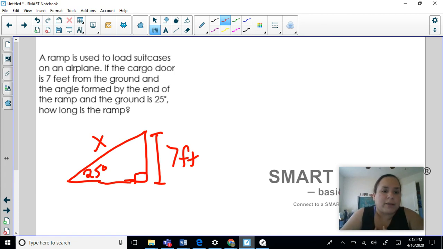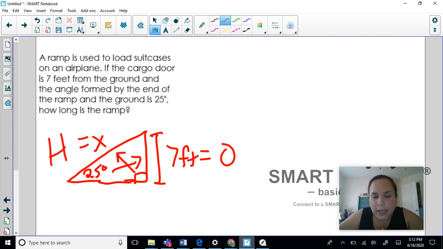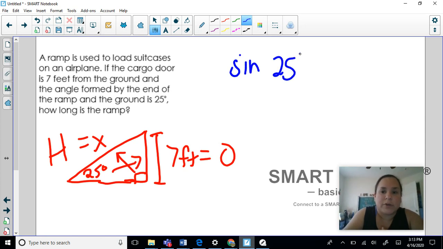Notice now that the angle is 25. Directly across from the angle is 7 feet. So the 7 feet is going to represent opposite. And then directly across from the 90 is the x. So that means that x represents our hypotenuse. So in this case, what trigonometric ratio are we dealing with? Sine. So we're going to set up sine of 25 degrees equals 7 over x, right?